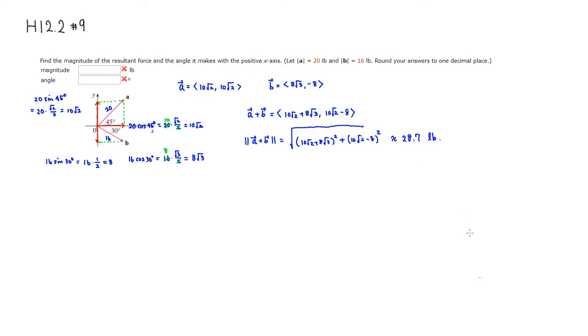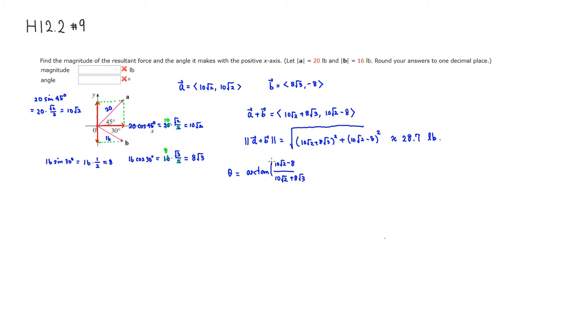And then the angle. In order to find the angle, we need to find the arctangent. Let's call that angle theta. We take the y coordinate, 10 square root of 2 minus 8, over the x coordinate, 10 square root of 2 plus 8 square root of 3.